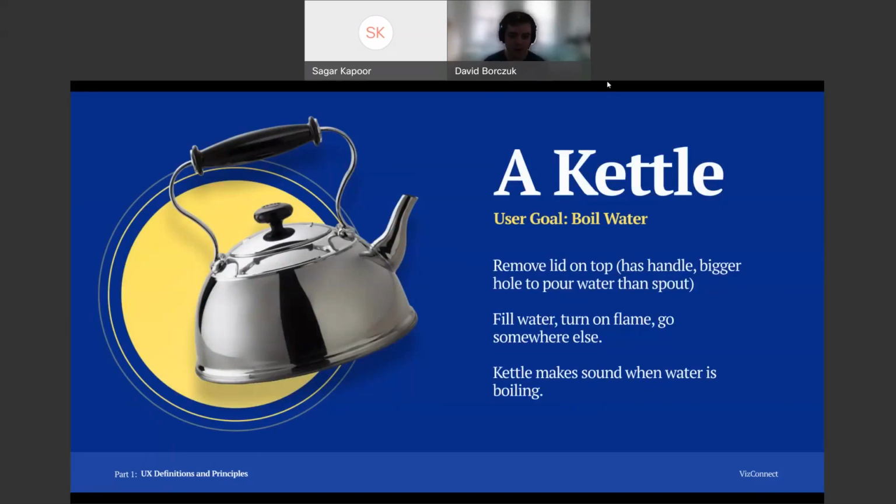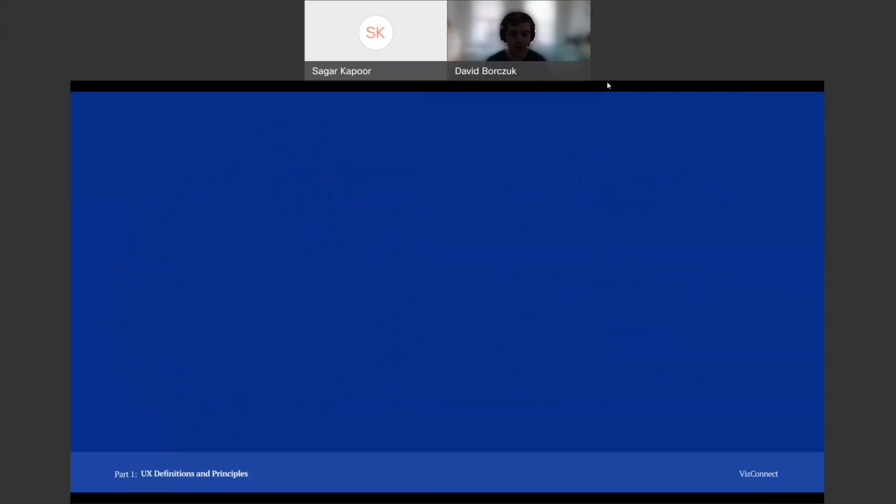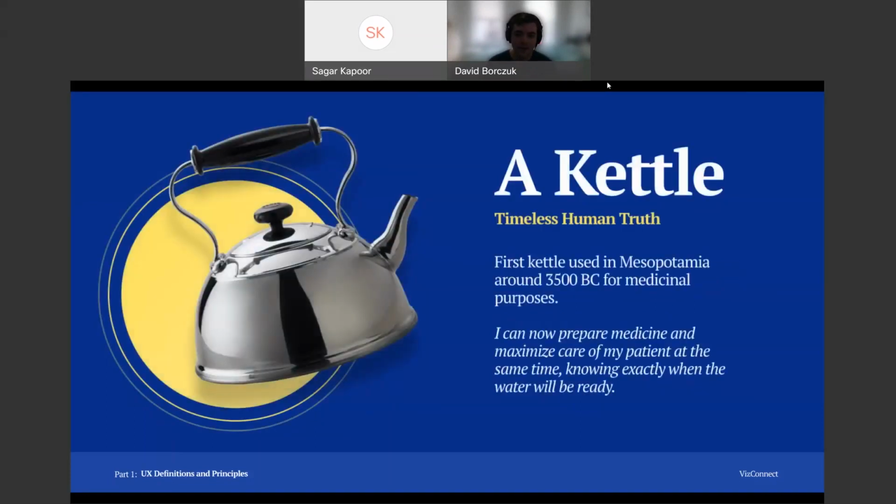There's a really special part about the kettle, which is that just-in-time notification that you get when the water is boiling. You don't have to worry about the kettle at all until it makes a sound. And it's something that has been used for a really long time. In Mesopotamia around 3500 BC, the kettle was actually used by doctors for medicinal purposes. They can prepare their medicines with boiling water.